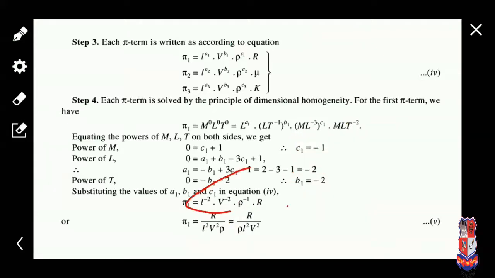So now arrange the equation according to power. So pi 1 is equal to R upon L square V square into rho. Okay.